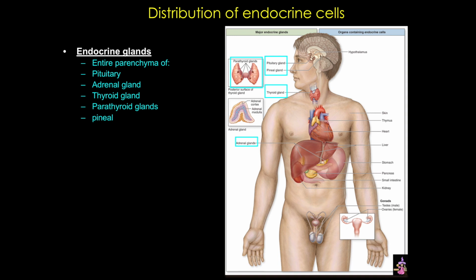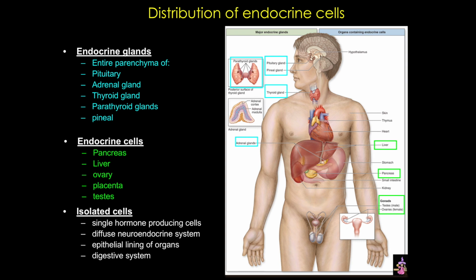Now, where do we find endocrine cells? Well, there are endocrine glands, where the entire parenchyma is specialized for hormone production. There are also discrete clusters of cells and organs that have other functions, such as the pancreas or liver or ovary. And finally, we have isolated cells, so single hormone-producing cells, or what's sometimes known as the diffuse neuroendocrine system. And these cells can be interspersed in the epithelia of the digestive and respiratory systems, for example.